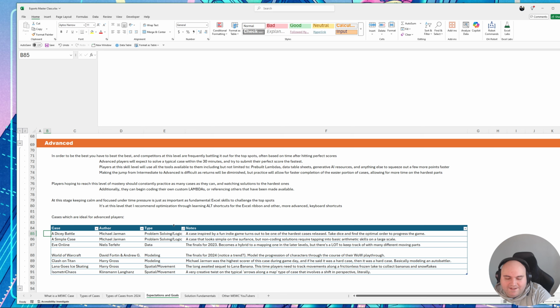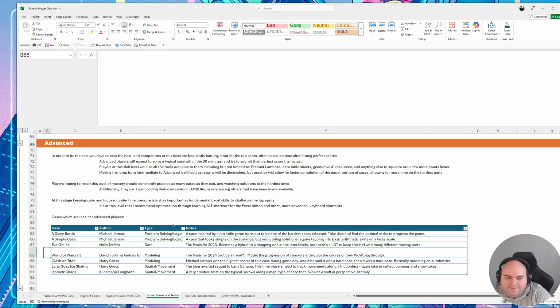A Dicey Battle basically could be seen as modeling, but you're problem solving a simulated version of Dicey Dungeons, which is a fun indie game, and A Simple Case is quite difficult using non-coding solutions. So not using Python, not using VBA, and just using the Excel grid, I think, is where it becomes most challenging. EVE Online by Niels, it's a data case. Definitely a lot of stuff going all around, a lot of different moving parts, makes it very difficult.